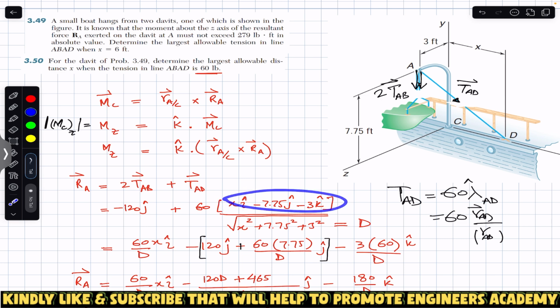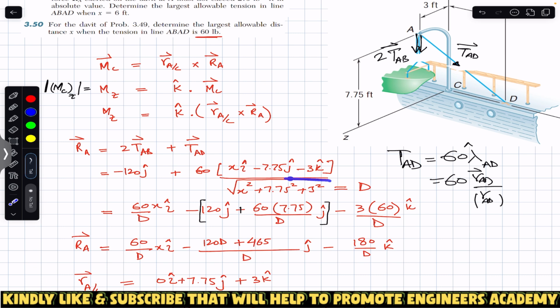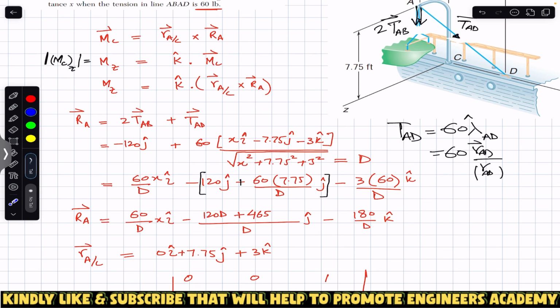Now the magnitude of this will be the square root of x squared plus 7.75 squared plus 3 squared. For simplicity, let's assume that this magnitude is equal to d. So we can further simplify this. If I multiply this 60 inside with each component, we get 60x divided by d i. Similarly, for the j component, we have 60 into minus 7.75 divided by d.